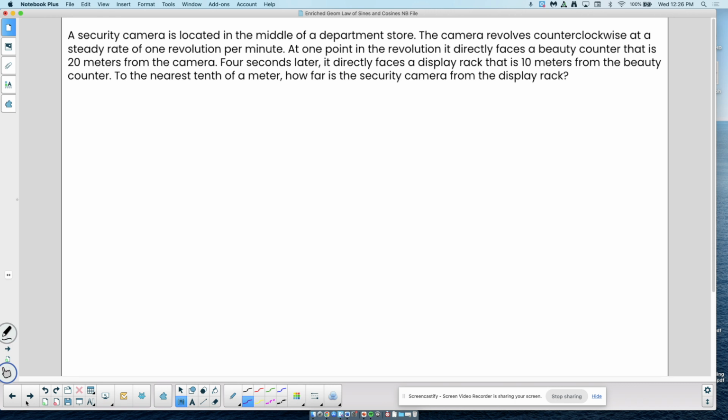Okay, there's kind of a lot to pick apart here. But like I always say, let's start with the picture. So I know I'm going to have some sort of a triangle. Doesn't really matter, right, what it looks like, but we know we have a triangle of some sort. It says a security camera is located in the middle of a department store. Let's make this point right here our security camera.